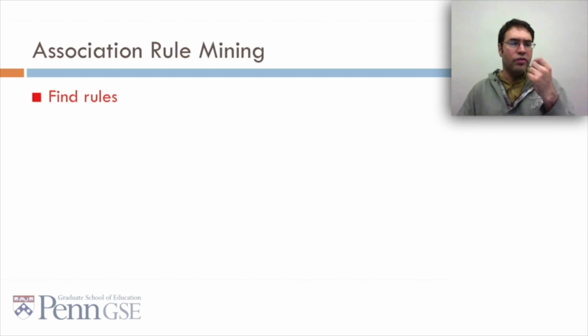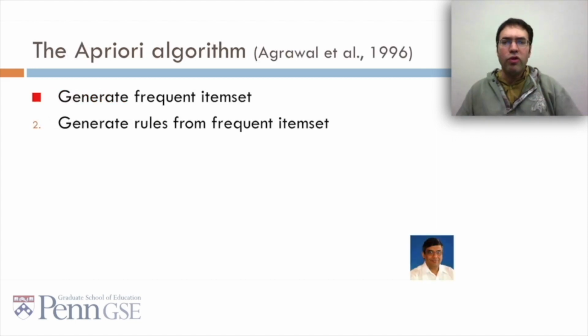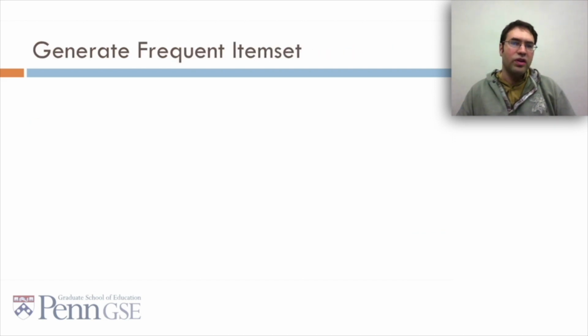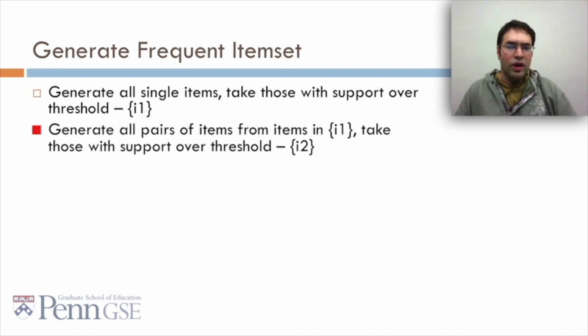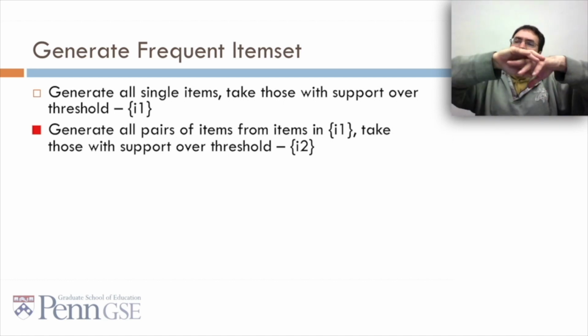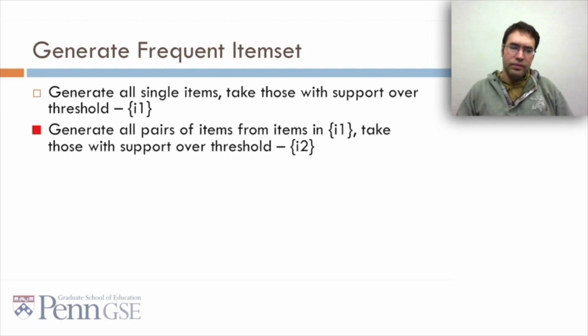So, we've talked about evaluating rules. Now let's talk about finding rules. Probably the most popular way to do this is the Apriori algorithm, where you generate a frequent item set, and then you generate rules from that frequent item set. So let's look at how you generate the frequent item set. You take all single items, and you take those with support over a certain threshold. Then you generate all pairs of items from items in the set, and you take those with support over the threshold. So you can take all the pairs that are more common than your minimum.